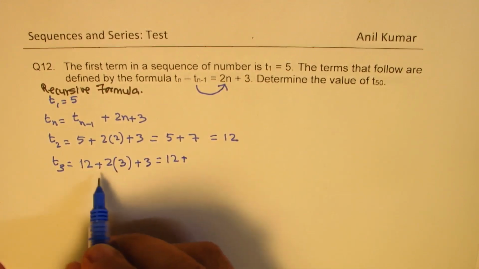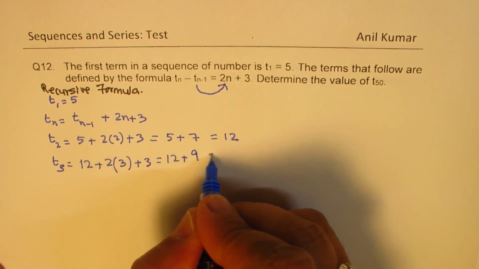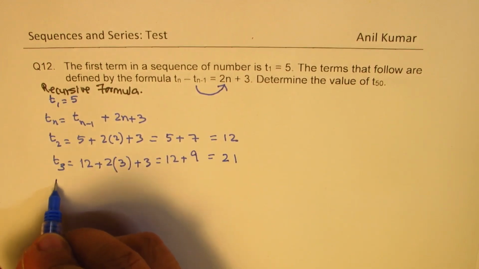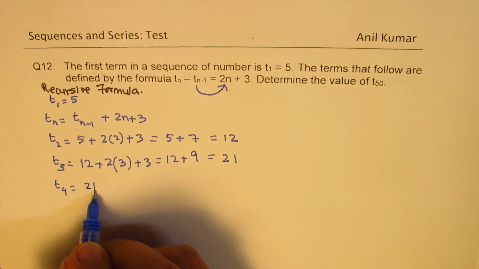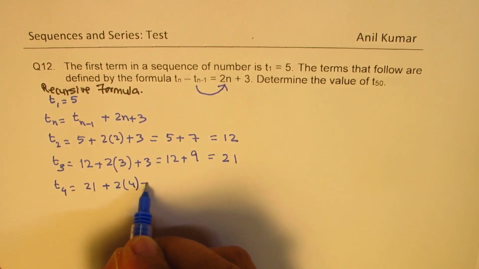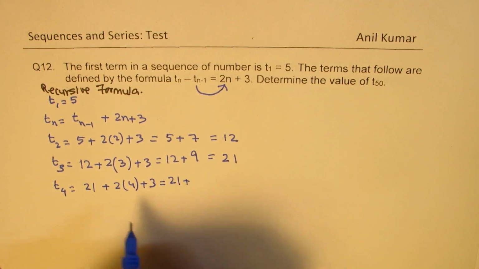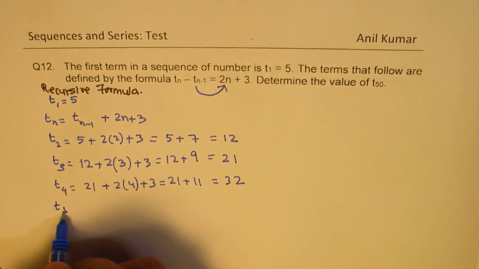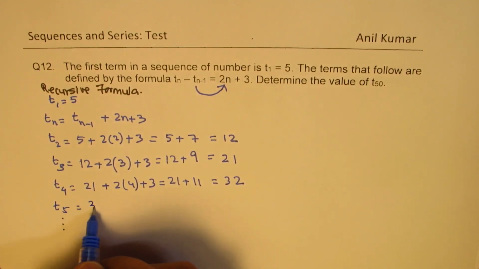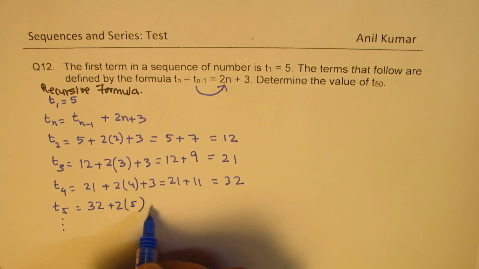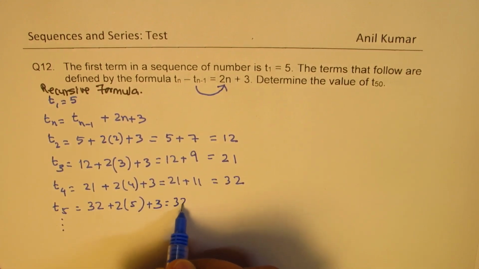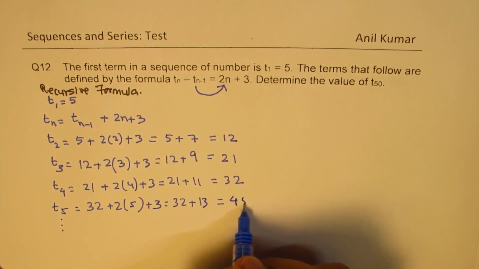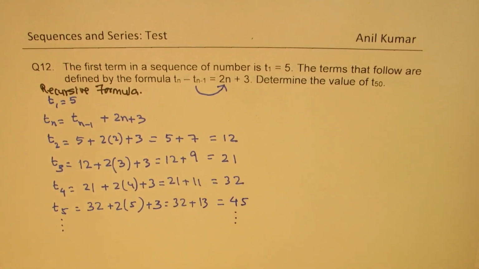Now t3 will be 12 plus 2 times n, which is 3 for us now, plus 3, which is 12 plus 2 times 3 is 6 plus 3 is 9, right? So you see this is also stepping up by 2, and we get here 21. T4 will be 21, the last term, plus 2 times 4 plus 3, which is 21 plus 8 plus 3 is 11, and you get 32. And t5 is 32 plus 2 times 5 plus 3, which is 32 plus 10 and 3 is 13, which is 45, correct? So likewise, this is the series which you get.